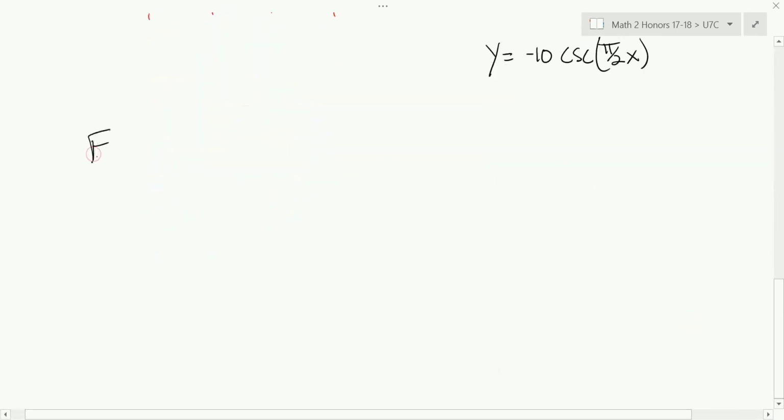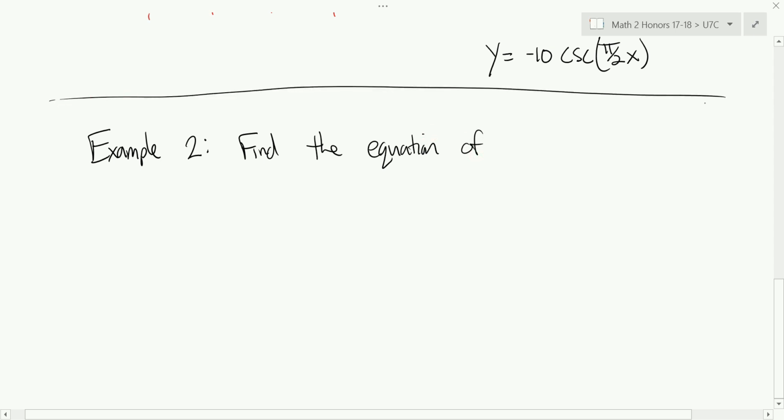Example 2. Find the equation of the following graph.